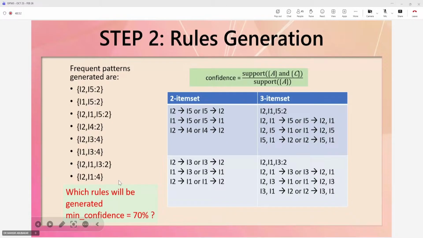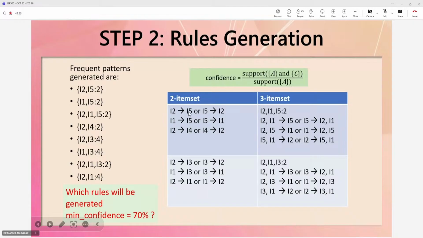So which rule will be generated with minimum confidence of 70%? So you know how to calculate the minimum confidence. We have done it previously in the previous lecture. Once you have the support, then you can have the confidence. So when you have the support of a particular item set, then you calculate it divided by the support of the left hand side. So for 2 item sets, these are the rules.